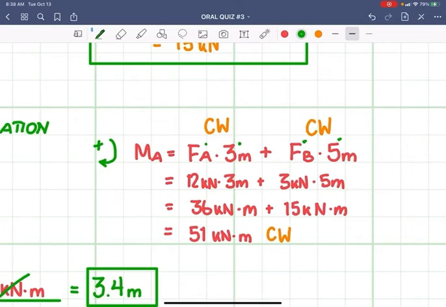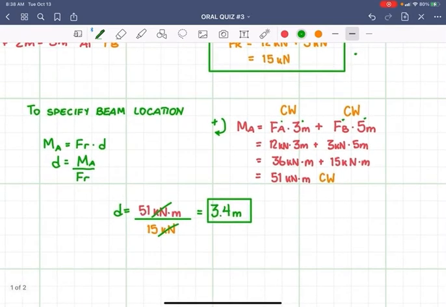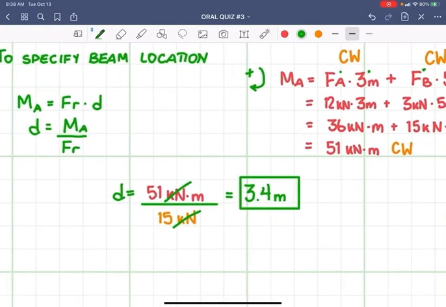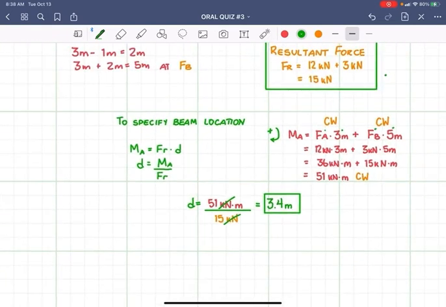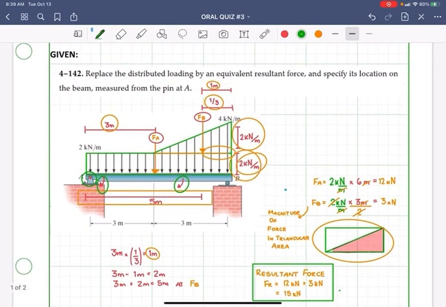I add them together to get my moment of 51 kilonewton meters. And I use this, substituting into my distance equation, to find that it is 3.4 meters as the location on the beam from point A.